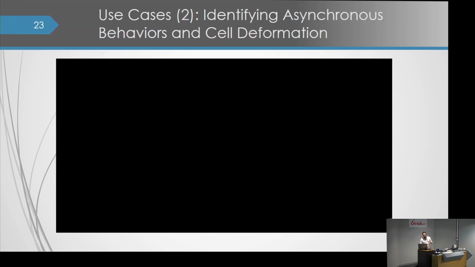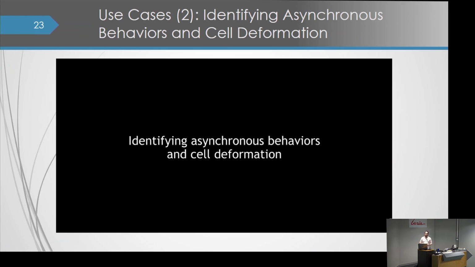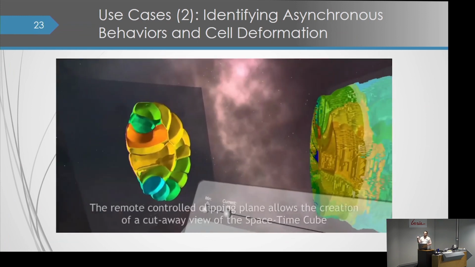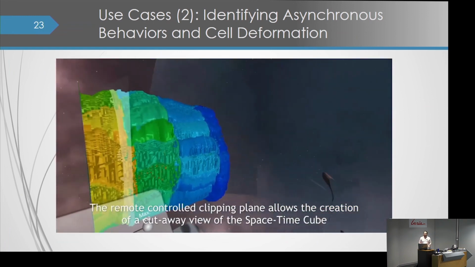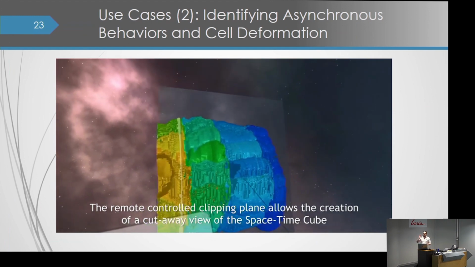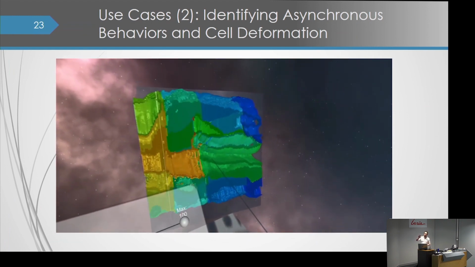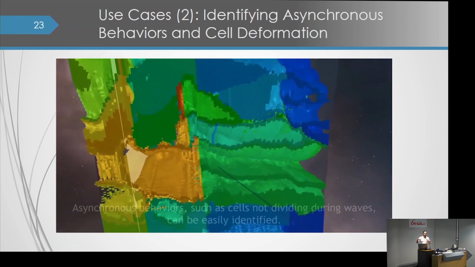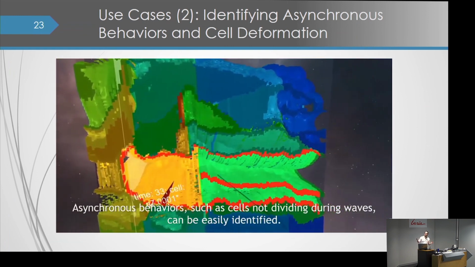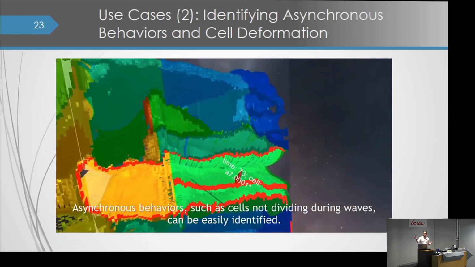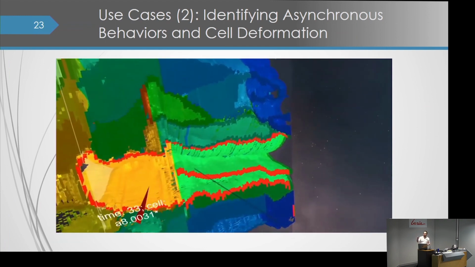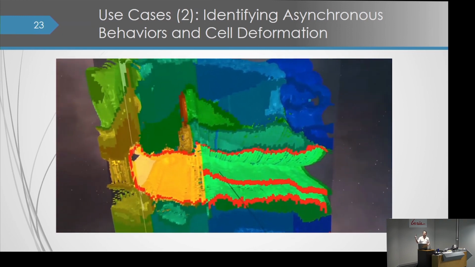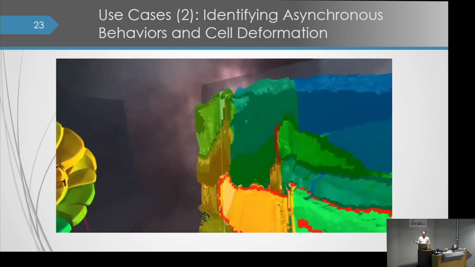Our second use case will focus on asynchronous behavior and cell deformation. The asynchronous behavior we talk about here would be around cells that do not divide during the waves of divisions that we just identified. To do so, the user can just explore inside the 3D view. And since they identified the waves of divisions, they can see which cells did not divide during these particular periods. And so here they can get the identifier, the information that they want.